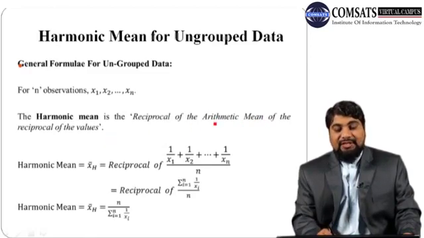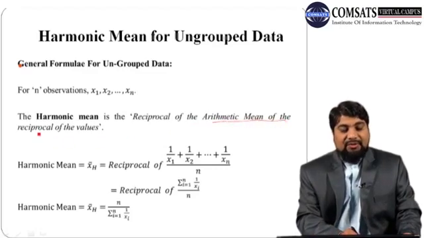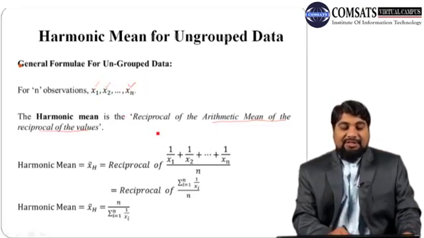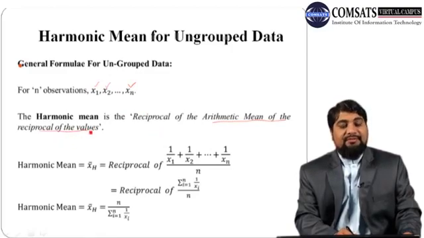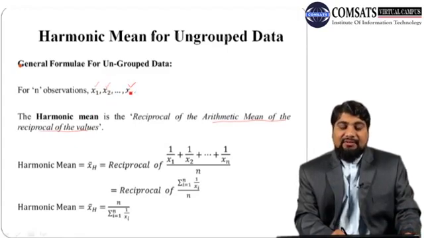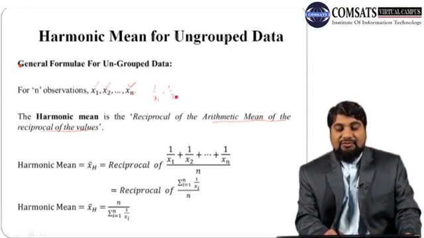Just focus here: the arithmetic mean of the reciprocal of values. Here the values are x1, x2 and xn. Just take the reciprocal of values, so it will be 1 over x1, 1 over x2 and so on, 1 over xn. So now we have the reciprocals of the values: 1 over x1, 1 over x2 and 1 over x3, and so on, 1 over xn.